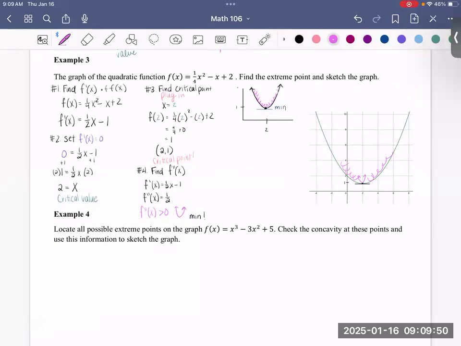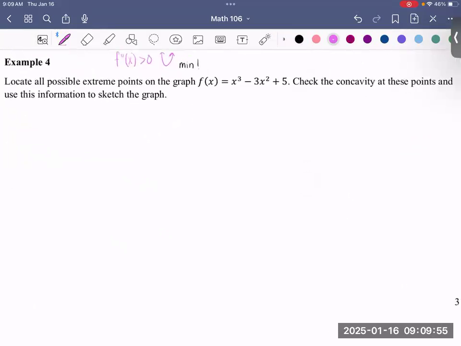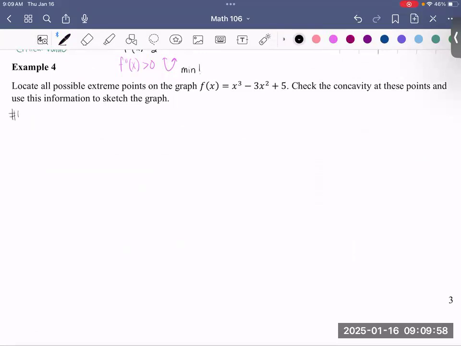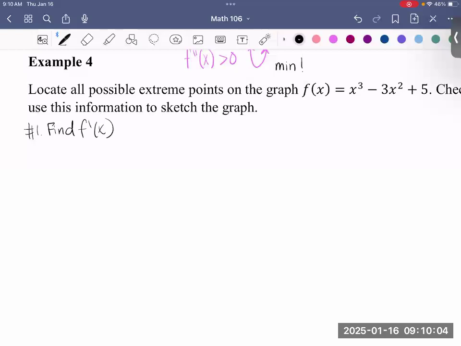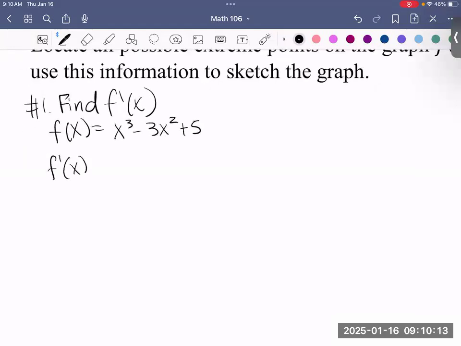All right, so your first few are still the exact same. So number 1, find your first derivative. So if we have f of x is equal to x cubed minus 3x squared plus 5, our first derivative, 3x squared minus 6x, and that's it. Step 2, we set your first derivative equal to 0 to determine your critical values.